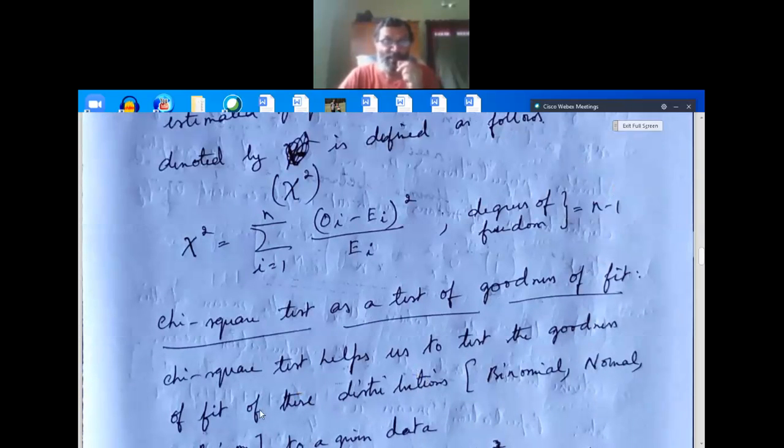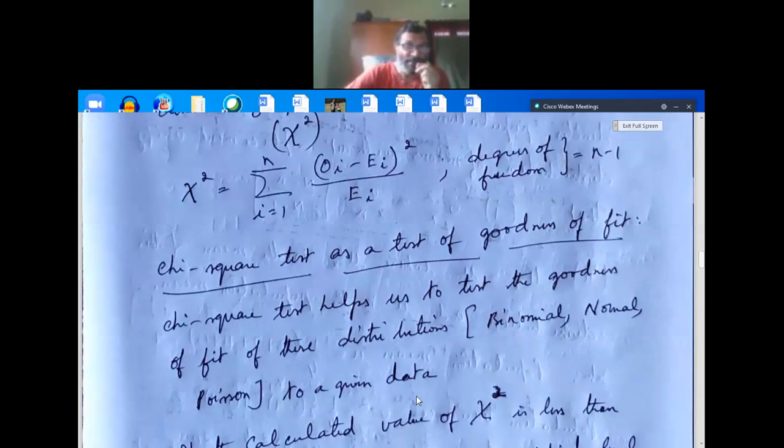It helps us to test the goodness of fit of these distributions. Chi-square test helps us to test the goodness of fit of the distributions like binomial, normal, Poisson. All this you studied in module 4. Binomial means Bernoulli, another name. Binomial distribution or Bernoulli distribution, normal distribution and Poisson distribution.